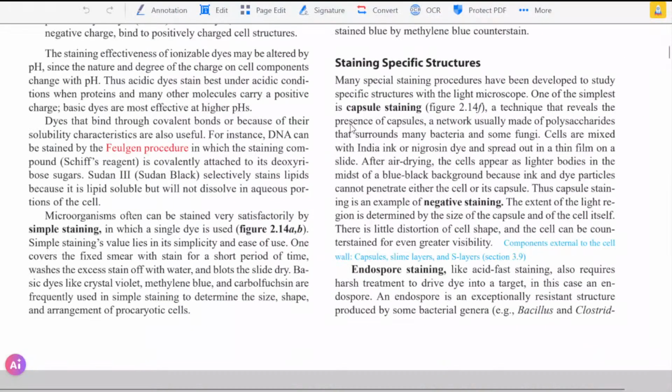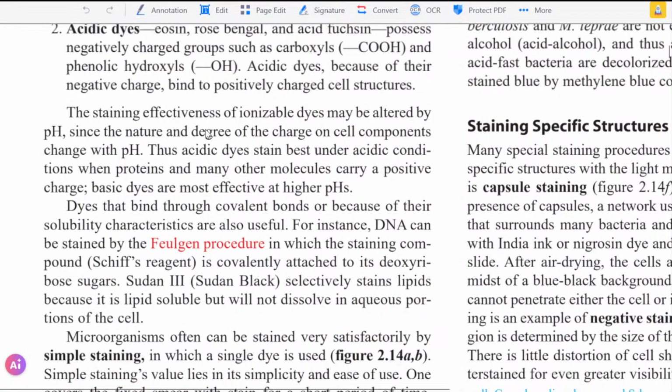So they are saying that the staining effectiveness of ionizable dyes, the above two, the acid dyes and the basic dyes, which become charged, may be altered by the pH. So its effectiveness can change because the nature and degree of the charge on the cell components change with the pH. We know that pH is the negative log of the hydrogen concentration. Thus acid dyes stain best under acidic conditions, when proteins and many other molecules carry a positive charge. Basic dyes are most effective at higher pHs.